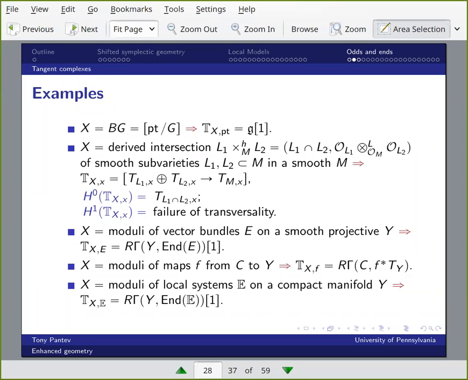So these are all examples to show you that these tangent complexes that appear naturally are not wild. I mean, they're complicated, but they are something that is there, and it captures geometric information in any situation. So they are really capturing the cohomology of a bundle or of a local system, or capturing the non-transversality of an intersection, things like that. So this is what tangent complexes are.